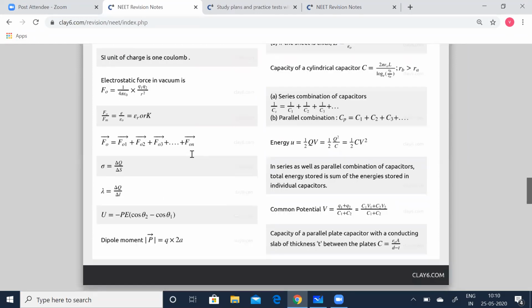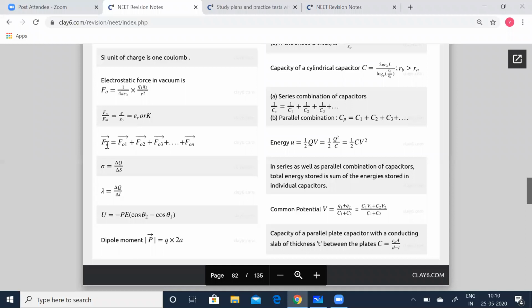Electrostatic force in vacuum is F0 is equal to 1 by 4 pi epsilon 0 Q1 Q2 by R squared. So from this, you know that the force is going to vary with medium. So for vacuum, it is going to be 1 by 4 pi epsilon 0 times Q1 Q2 by R squared. So if F0 is the force in vacuum and Fm is the force in medium, then you can say F0 by Fm is equal to epsilon by epsilon 0, which is equal to epsilon R, that is epsilon R into epsilon 0, which is K.